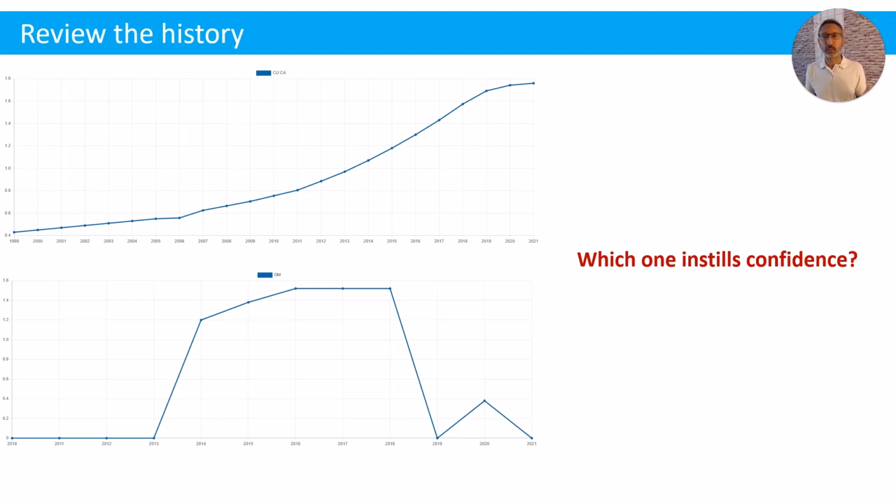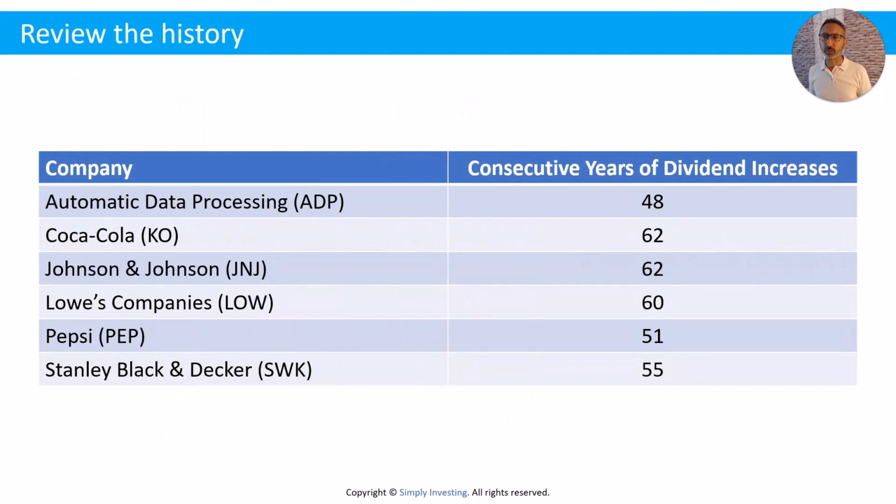We don't know. So the key here is to look at a company's history and to see that they've consistently not only paying a dividend, but growing the dividend over time. So here's a couple of examples that I've picked out. So you can see Coca-Cola has had 62 years of consecutive dividend increases. Johnson & Johnson, 62 years of consecutive dividend increases. Black & Decker, 55 years of consecutive dividend increases.